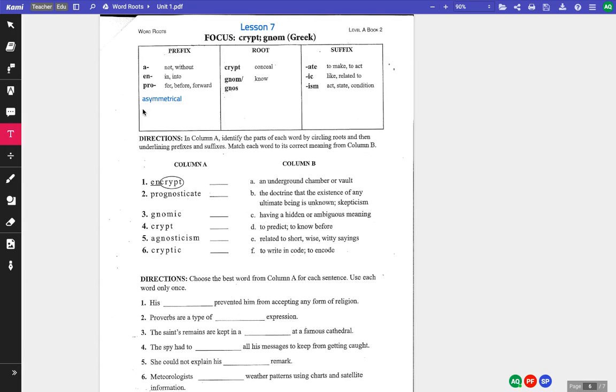Looking at the prefix en, that means in or into, here's a word that I was thinking of. To enrobe means to put into a robe. If I want to get ready for bed and I put on my pajamas and my robe, you might say that I enrobe.